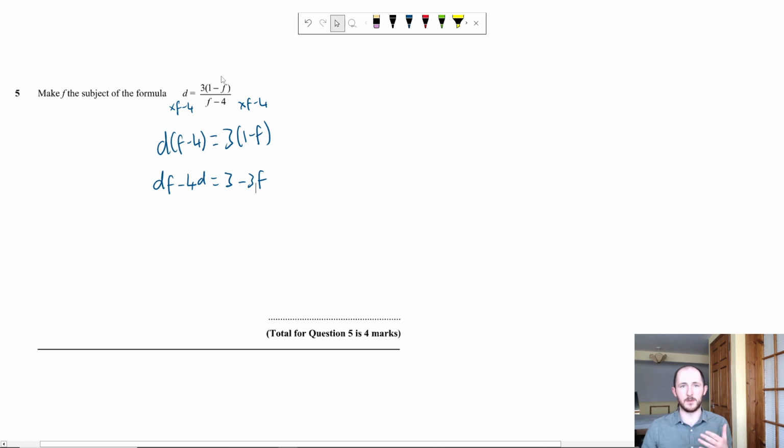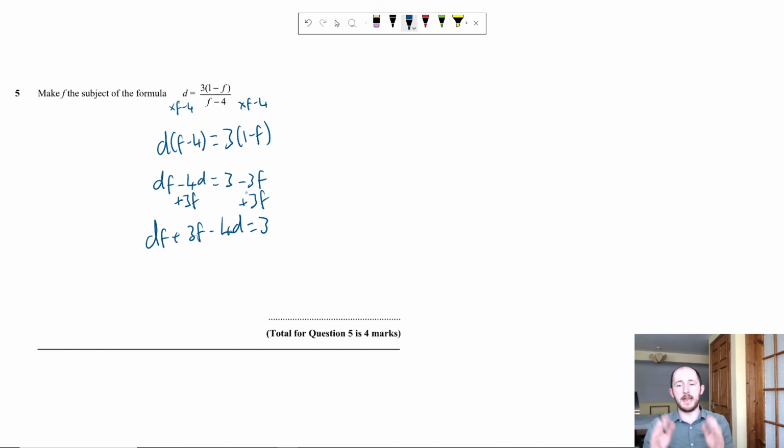So we just want f equals. So here's what you do once you get to this stage. You move all of the f's to one side and everything else to the other side. So any term that has an f in it, we want on either the left or right side. I'm going to move it to the left because then all of my f terms are actually positive, right? So I'm going to add 3f to both sides. So I put them all on the left-hand side. We get df plus 3f minus 4d equals 3.